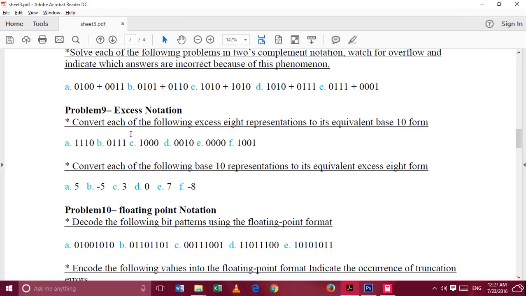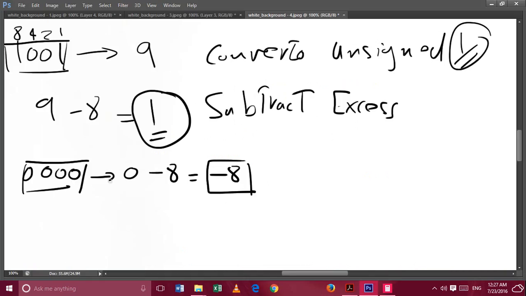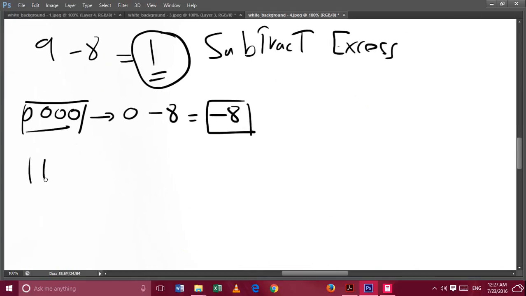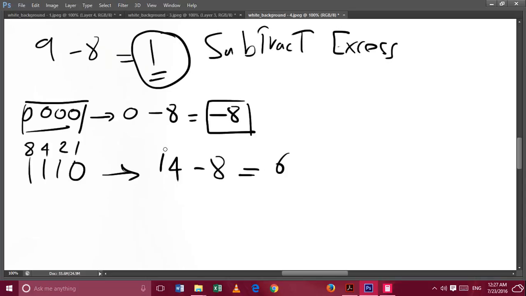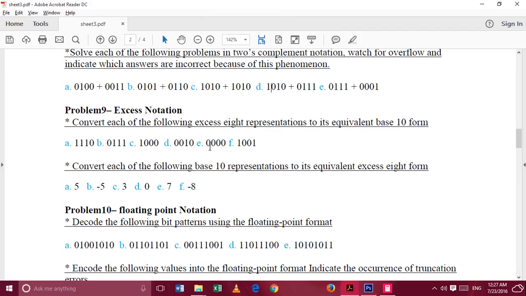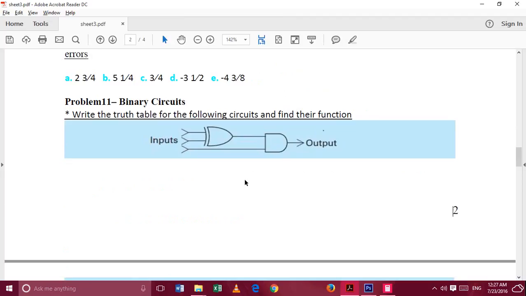Okay. Want to do another one? Let's do this very quickly. 1, 2, 4, 8. So converting this to unsigned binary is 8 plus 2, that is 10, minus 8. That would be 2. Okay? So this number here in excess 8, that is 6 in decimal. Let's do the opposite.